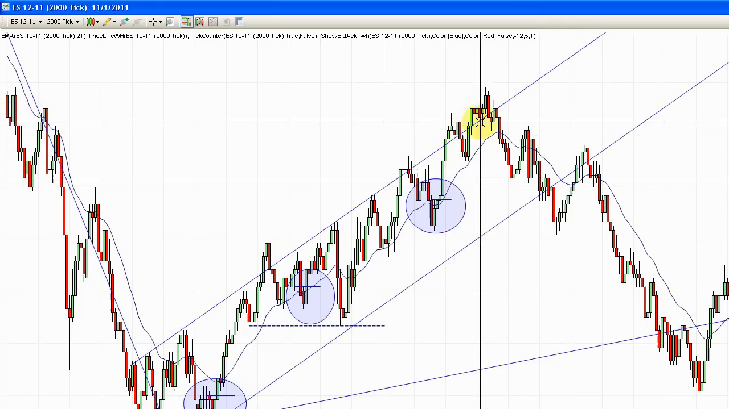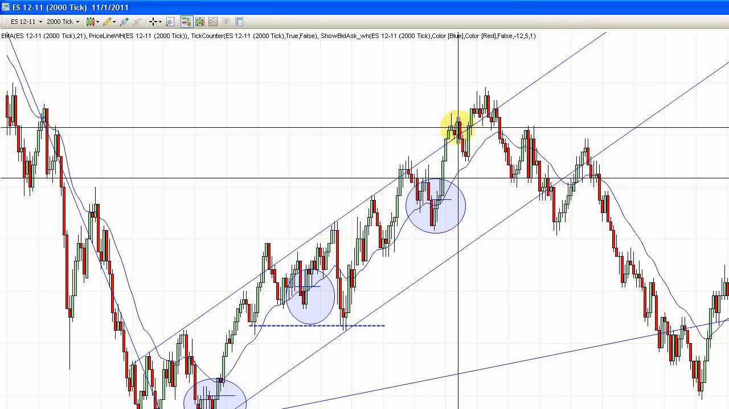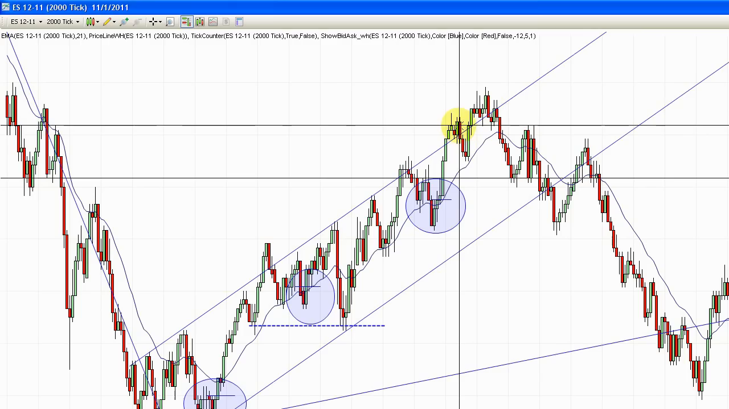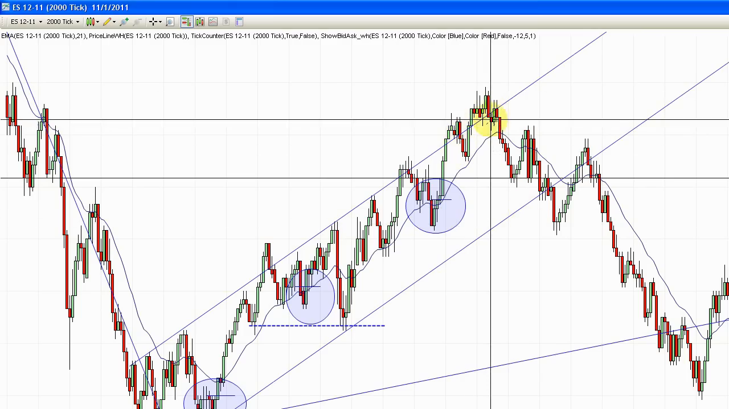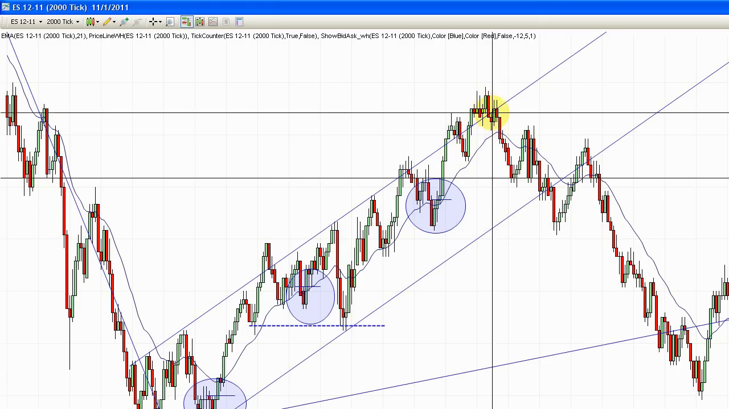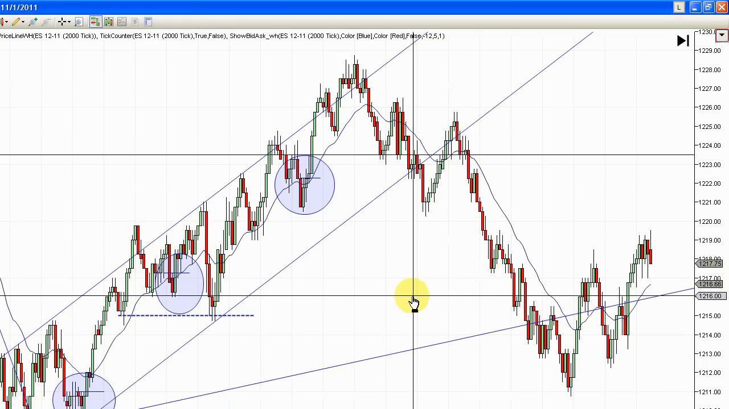But don't be greedy. When you get a good move out of it, take what you can get and look for your next entry. And that turned out to be a smart move here because prices did sell off. They did make a high of the day and sell off. But here's a nice second entry short coming off this top.